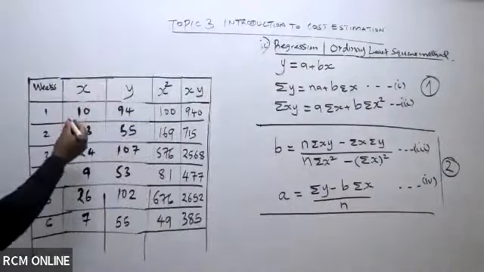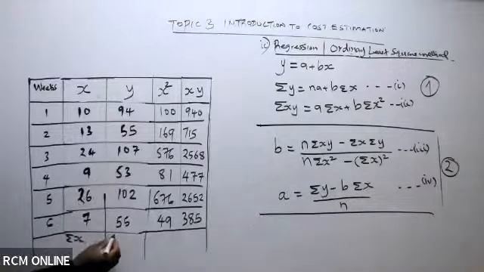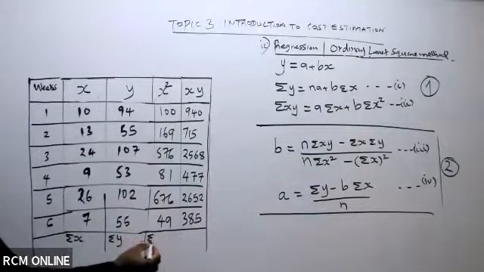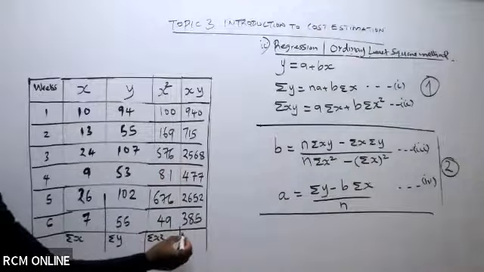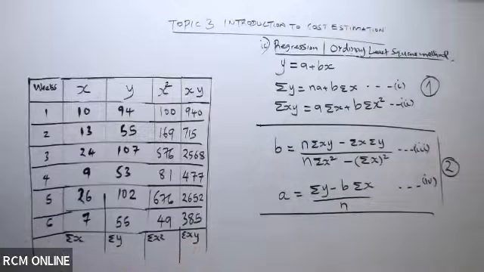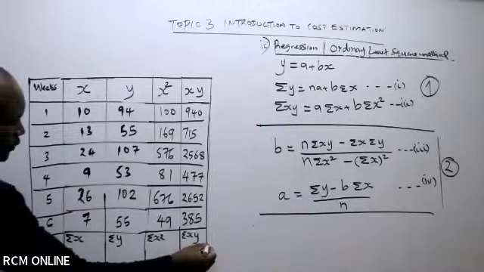When I add x together, I get summation of x. When I add y, summation of y. When I add x squared, summation of x squared. xy, summation of xy. Can you now give me the total? I believe the space is still enough for us to get these items.